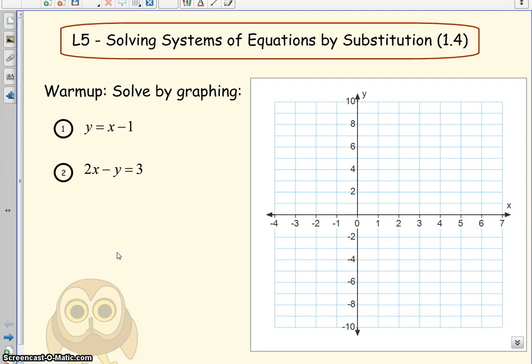Alright, so in this lesson we're going to start moving beyond solving systems by graphing and start looking at one of the two other ways of solving a linear system. But just first off, as a warm-up, because it's been a couple days, let's see if we can remember how to solve a system by graphing.